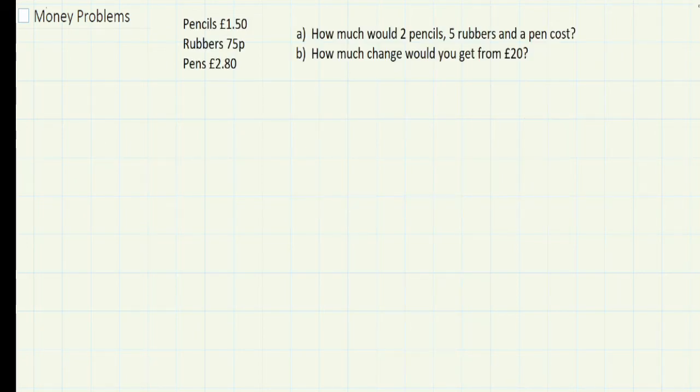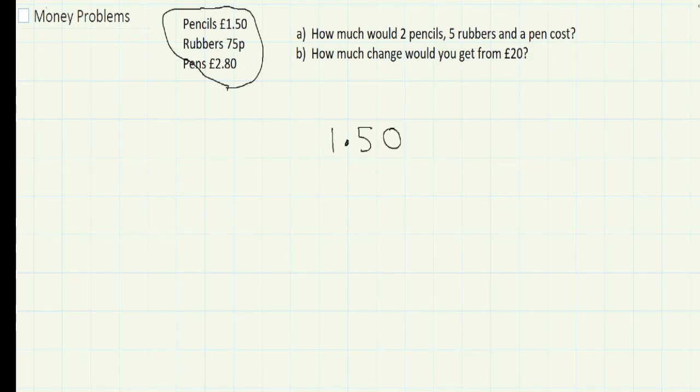So finally, we'll look at quite a complex question which involves buying a bunch of stuff and seeing how much change you'd get from £20. As you can see here, we have a mini shop, a very, very small shop. Pencils cost £1.50, rubbers cost 75p and pens cost £2.80. How much would 2 pencils, 5 rubbers and a pen cost? This is part A. That's a lot of stuff to buy. You're going to have to make a total. You're going to have to add up what you've spent.